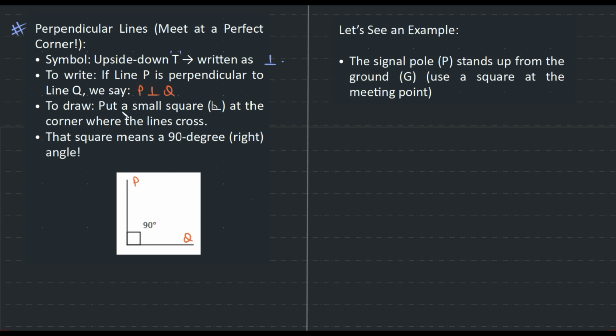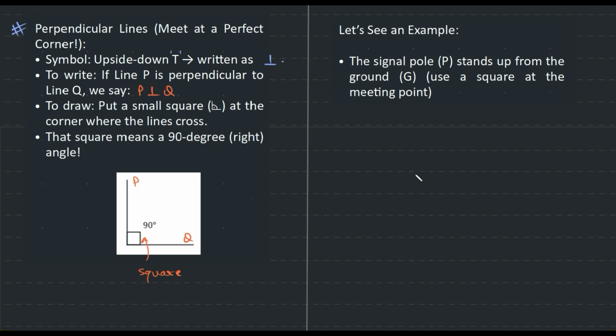When you draw, you put a small square like over here at the corner where the lines cross. Can you see that? This is a square. And that gives you 90 degrees. Remember 90 degrees? It's the same symbol for 90 degrees actually. Square means 90 degrees, which we already know. So two perpendicular lines make an angle of 90 degrees, and that's how you represent it.